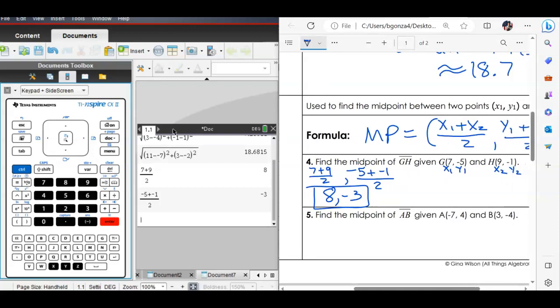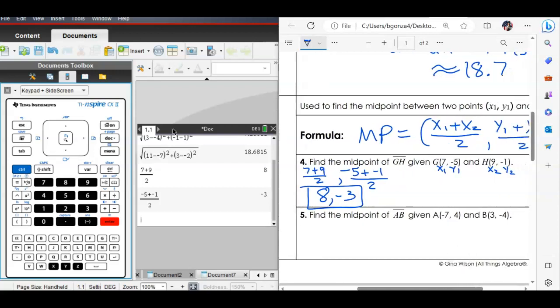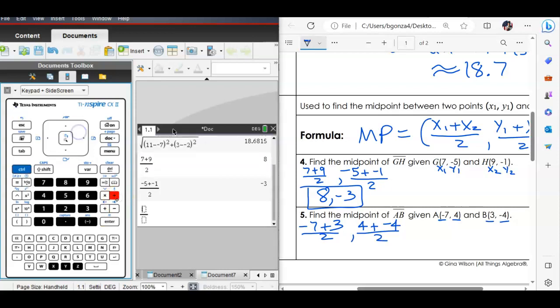All right. Let's do the last one together real quick. Again, running out of time, but we're going to add up our x's, negative 7 plus 3, and then divide that by 2. Then we're going to add up our y's, 4 plus negative 4, and divide that by 2. So once again, you hit Control, divide, negative 7 plus 3, go down and press 2. Control, divide, 4 plus negative 4, go down and press 2. I got negative 2, comma 0.